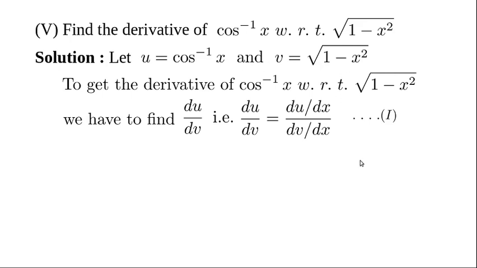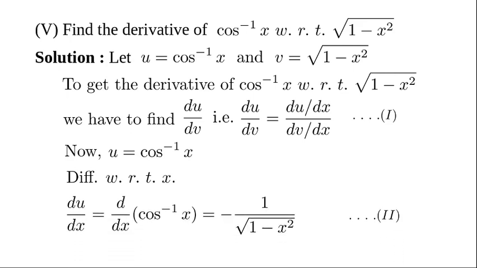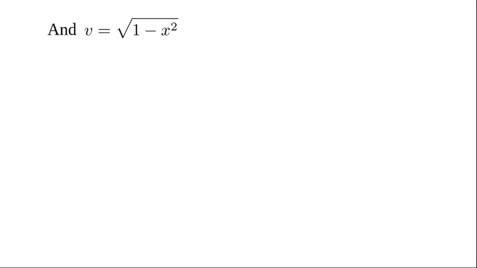So we will just have to find out du by dx and dv by dx. So u equal to cos inverse of x, differentiate with respect to x. This is a standard function. So du by dx is minus 1 upon root of 1 minus x square. V is root of 1 minus x square. It's a simple function, differentiate with respect to x.